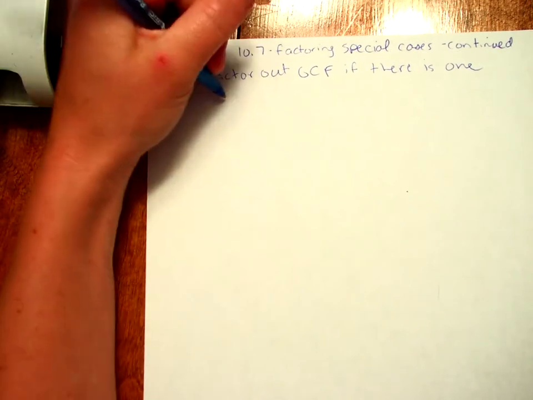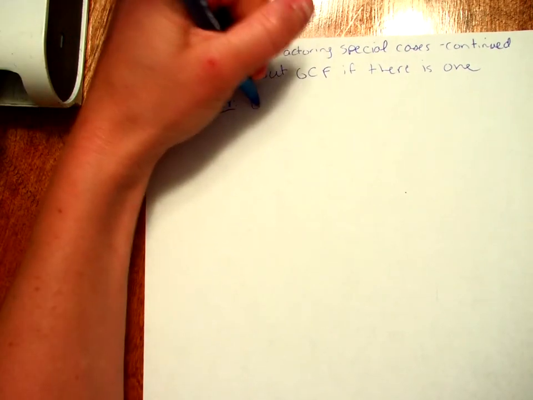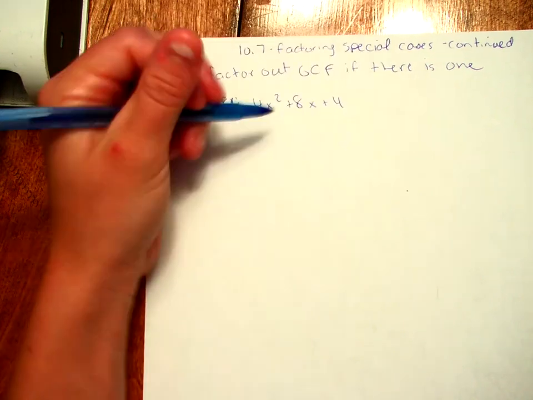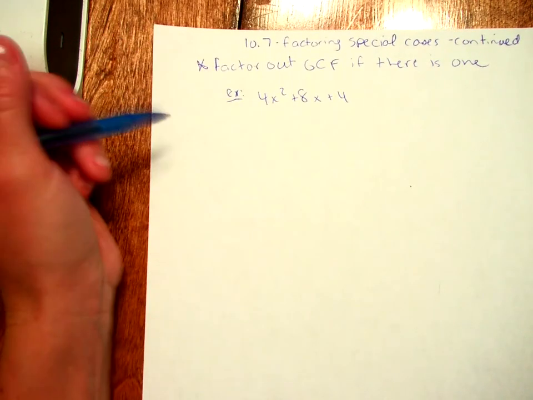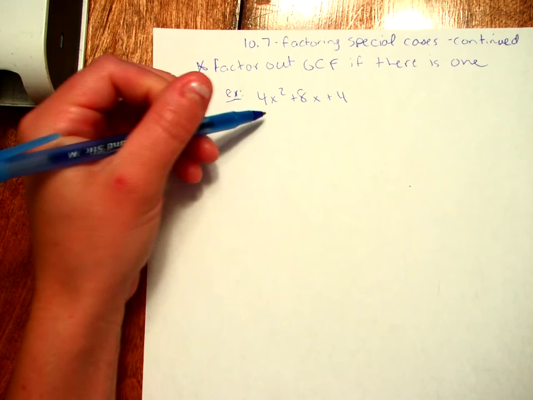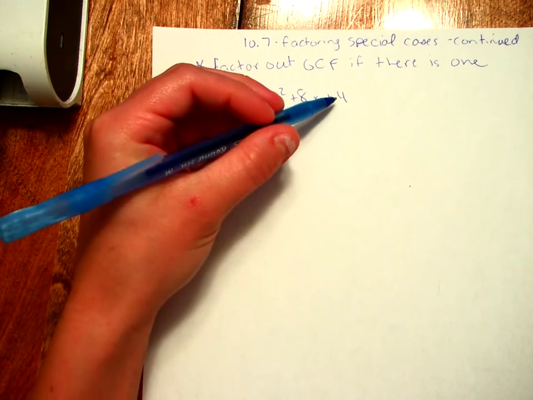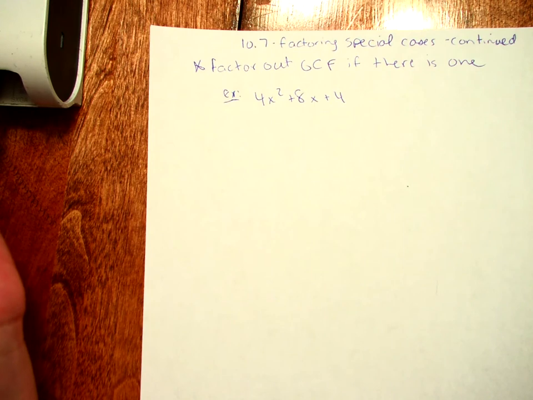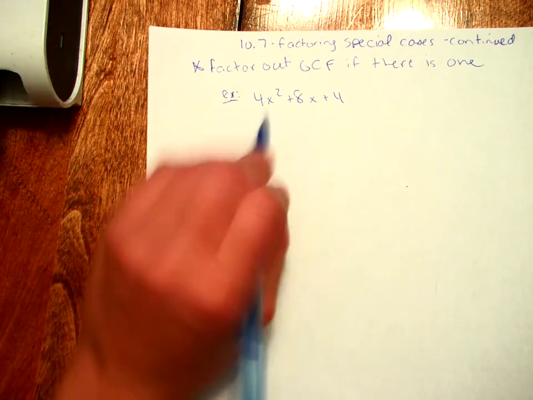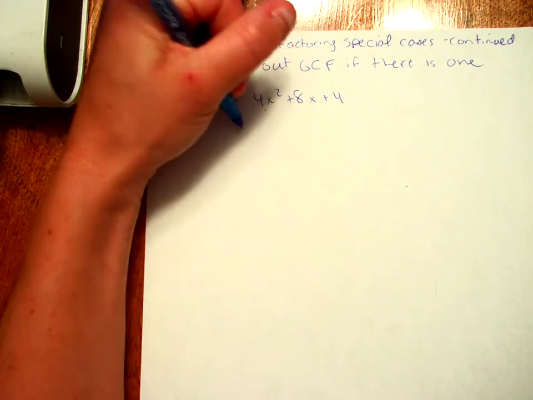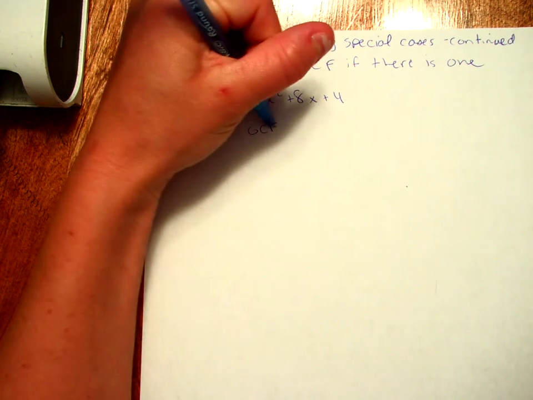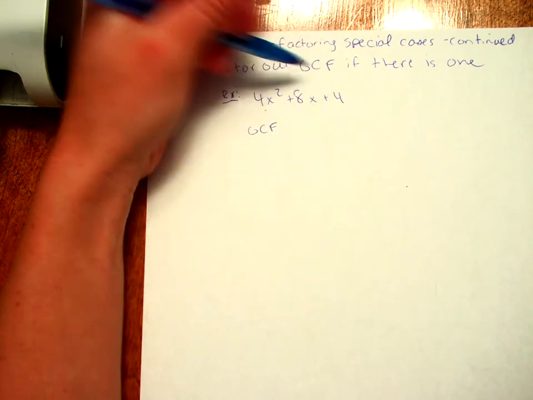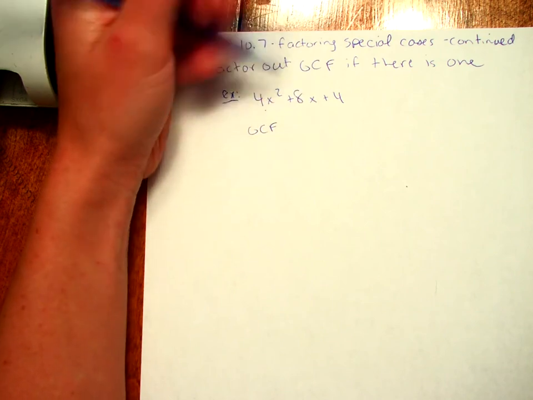What that means is if you have something like 4x squared plus 8x plus 4, you could jump right into your ABC vertically. You could say, okay, that's a perfect square and that's a perfect square. But if you don't factor out the GCF, you're not going to get the full correct answer. Your GCF in this case would be 4, because as much as they all go into 2, 4 is the greatest thing they have in common.